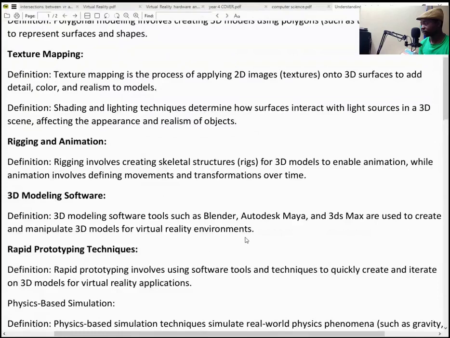So, in our bigger picture, which is virtual reality, it is fundamentally important to understand these aspects that I've been able to highlight for you today.